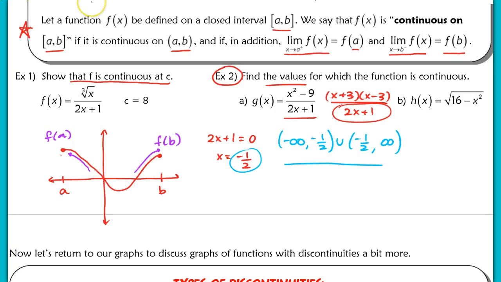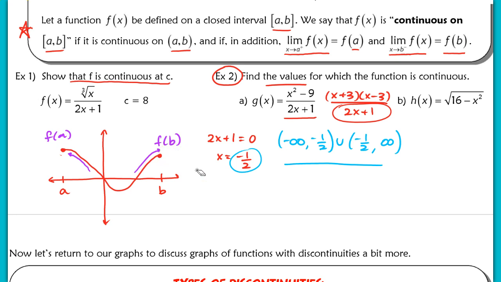Now I want you to notice that in the notation of this theorem, they didn't use the limit as x approaches a from the left, because obviously you can't approach a from the left because the function doesn't exist to the left of a. And likewise, you can't approach b from the right because the function does not exist for those values.